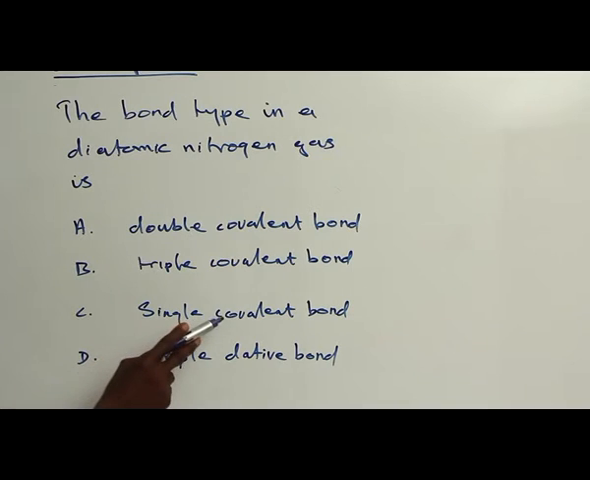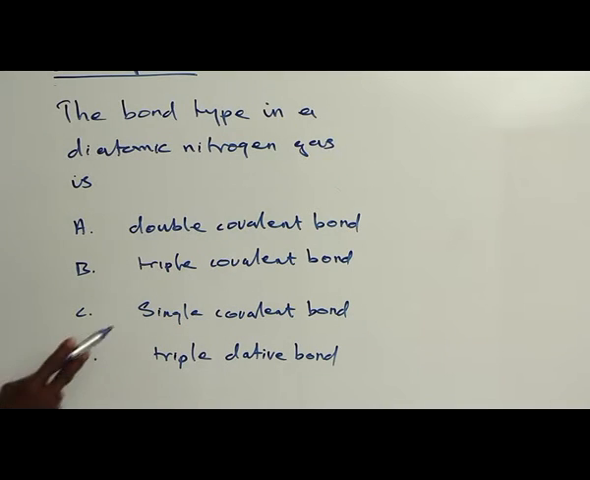C, single covalent bond. No, each of the atoms will contribute 3 electrons and not 1. So it cannot be a single covalent bond. D, triple dative bond. This is completely out of the way because in the 2 nitrogen atoms, each of the atoms will have 3 electrons for sharing. And so D is a wrong option. And consequently, the correct option is B.